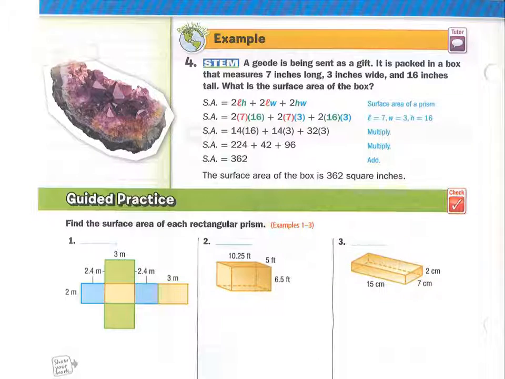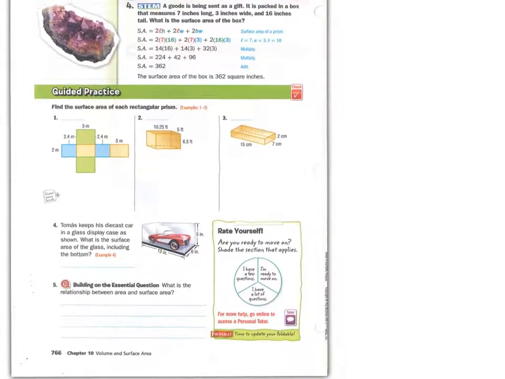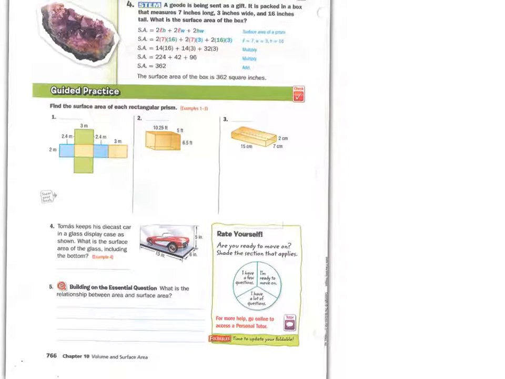Okay, now it is time for you to complete the guided practice and let us know how you're doing. So in this case, what we would like you to do is find the surface area of each of the rectangular prisms. Please use the formula that we've given you: 2 times length times height plus 2 times length times width plus 2 times height times width. Okay? All three of these, you are given all the measures that you need.